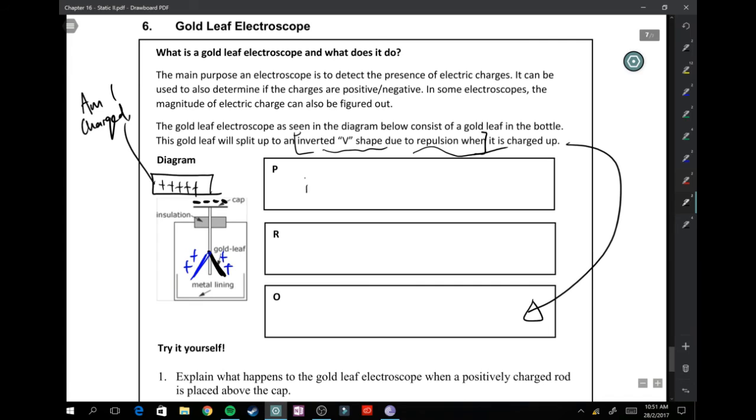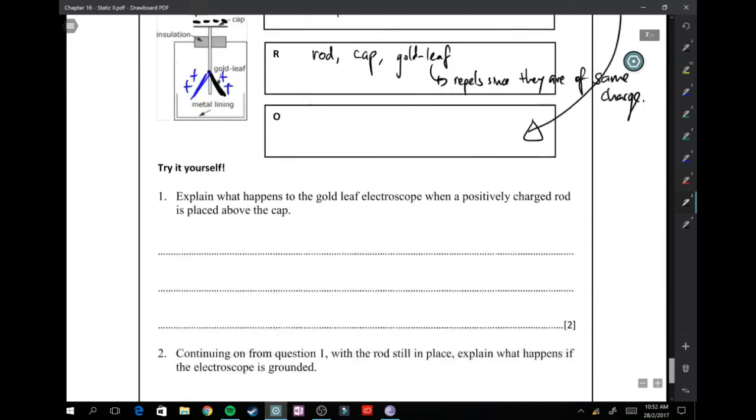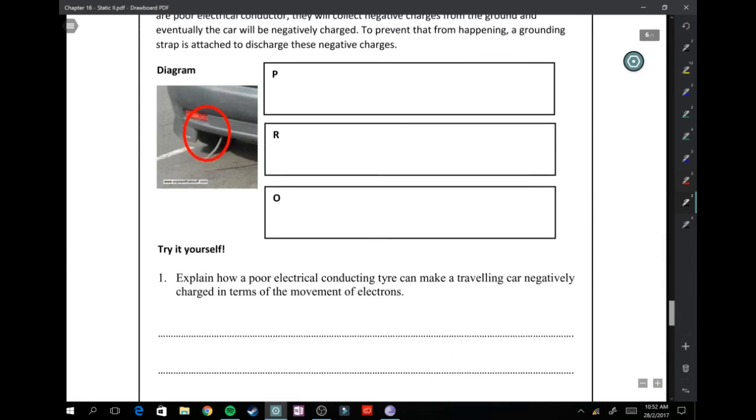So you realize that charge configuration is affected without any contact, so this is again induction. What is being involved here is the rod, the cap, and the gold leaf. So basically the gold leaf actually repels since they are of the same charge. And this is the idea of a gold leaf electroscope. Alright, let's go to the last one.